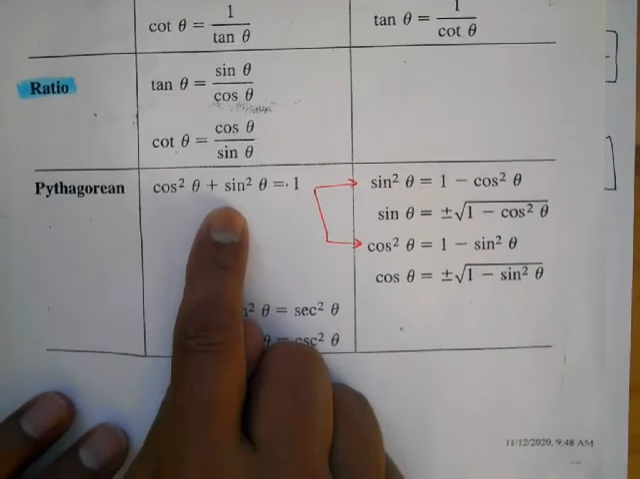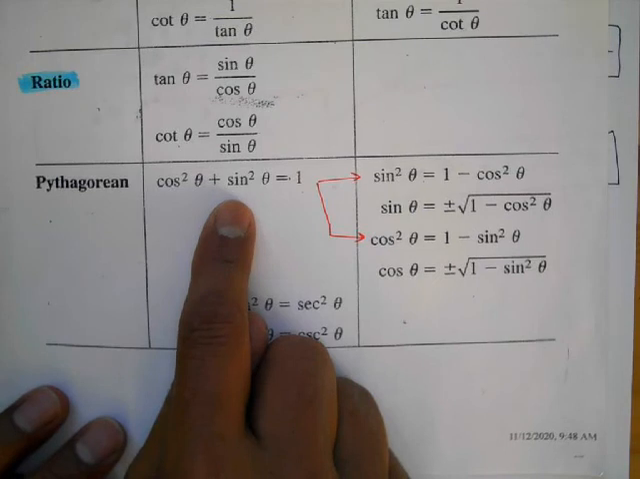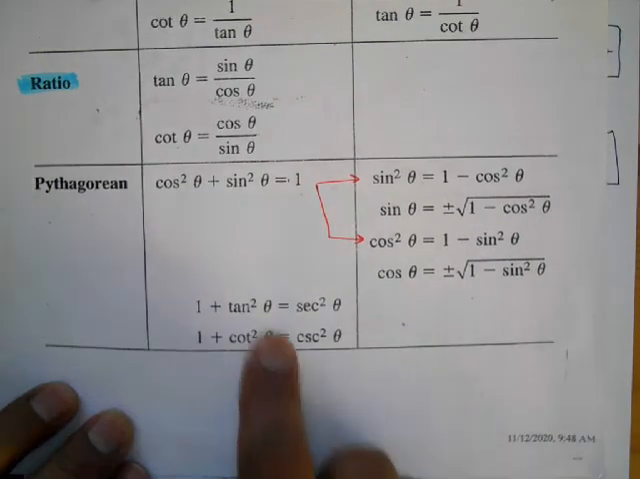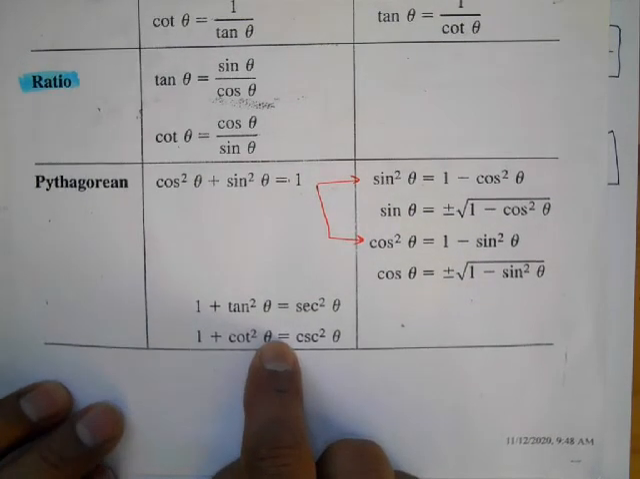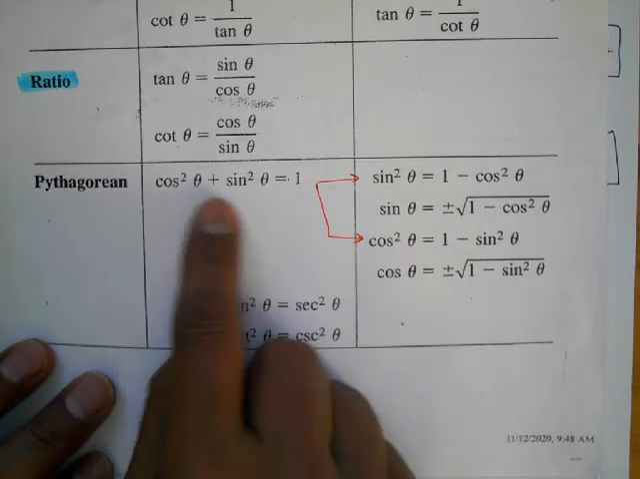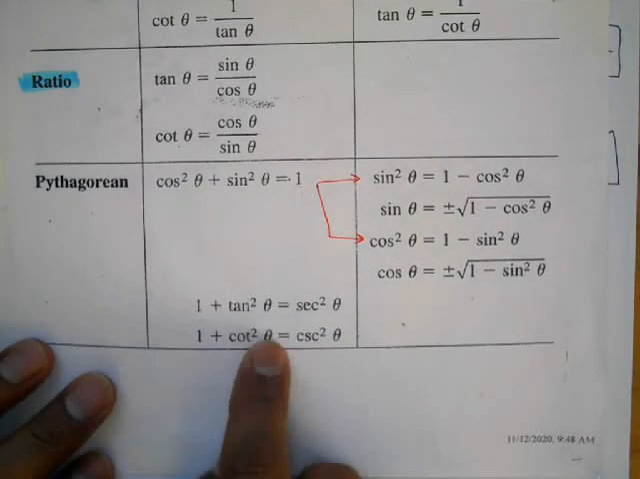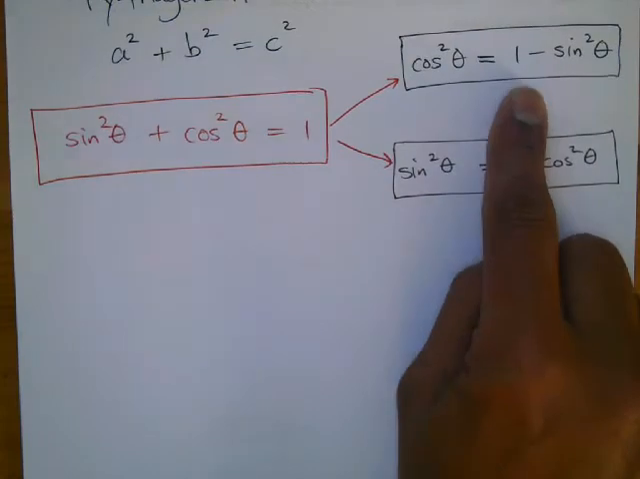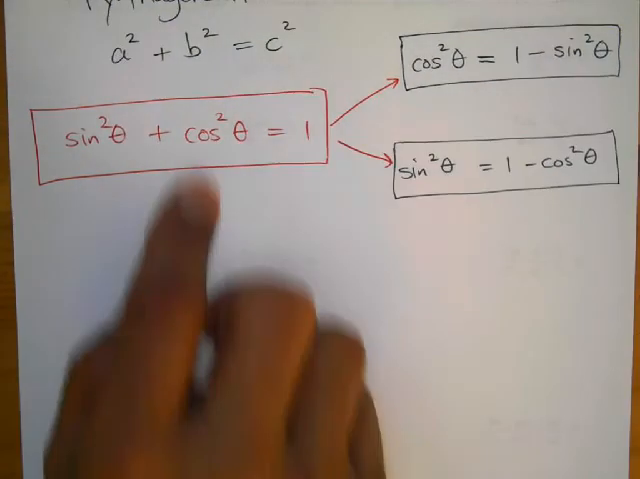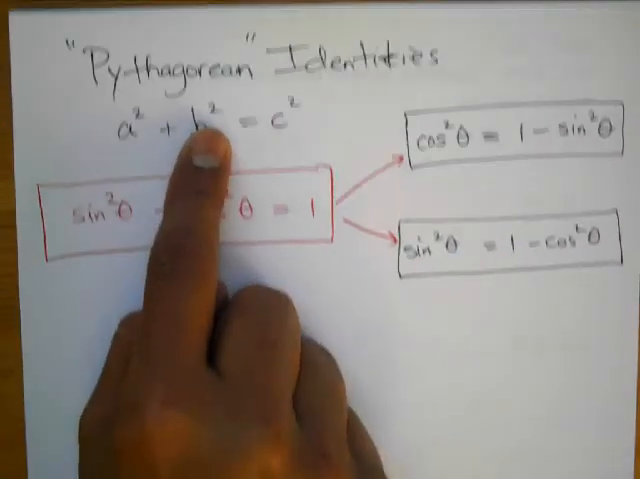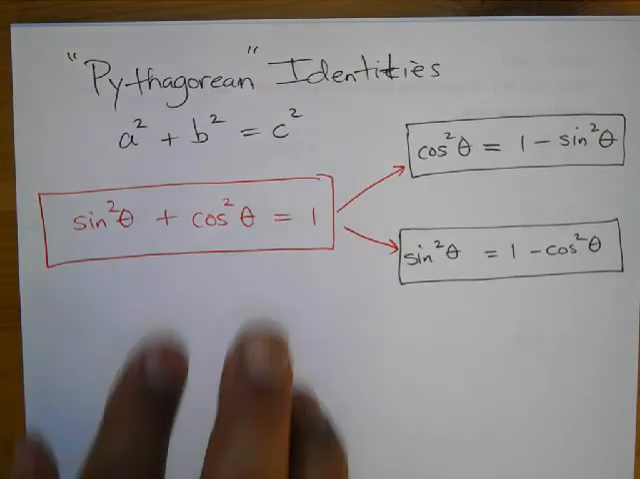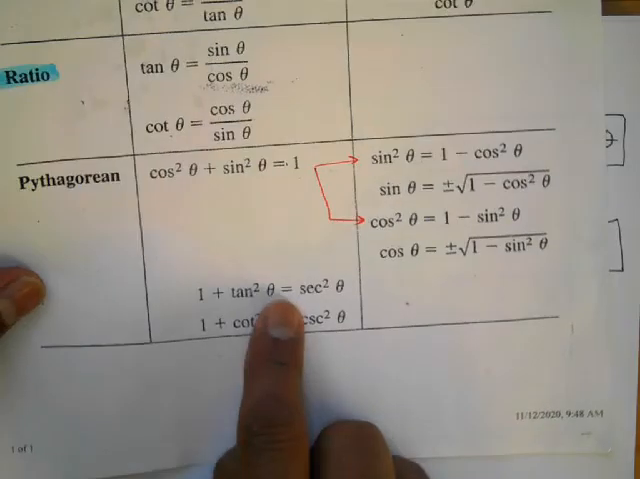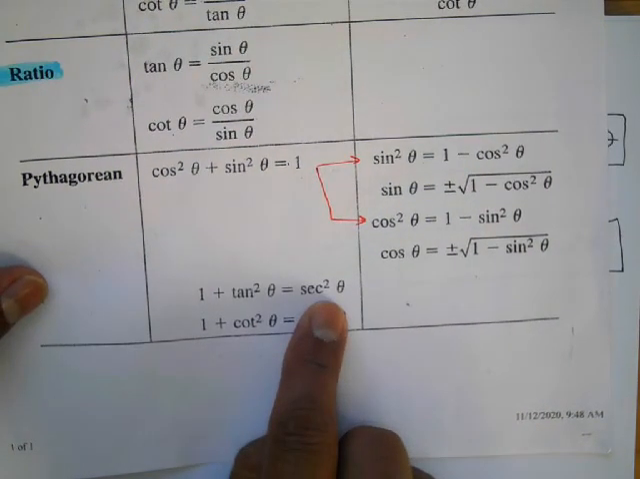Okay, so that's one main one, the most popular one, sine squared plus cosine squared equals 1. These other two are not as popular, but just remember, anytime you see something with a squared and a 1, it's these Pythagorean identities. But this one's the main one. Let me copy this over. I'm going to write it a different way.